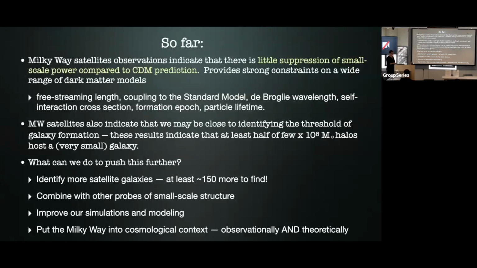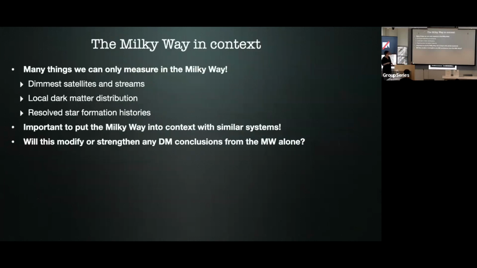And we can work to put the Milky Way into cosmological context, both observationally and theoretically. And I'm going to spend most of the rest of my time on that topic. So many things we can only measure in the Milky Way, like some of the things I just told you about: dimmest satellites and streams, the local dark matter distribution, resolved star formation history. So it's really important to put the Milky Way into context, both observationally and theoretically, and ask also whether that modifies or strengthens any of the dark matter conclusions.